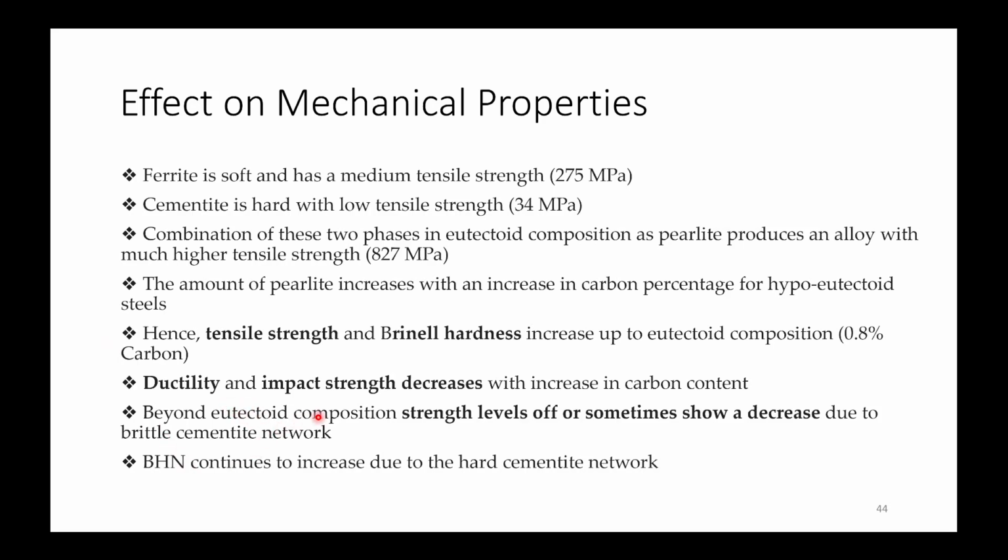And beyond eutectoid composition, your strength levels off or sometimes shows a decrease due to brittle cementite network. And your Brinell hardness continues to increase due to formation of cementite network.